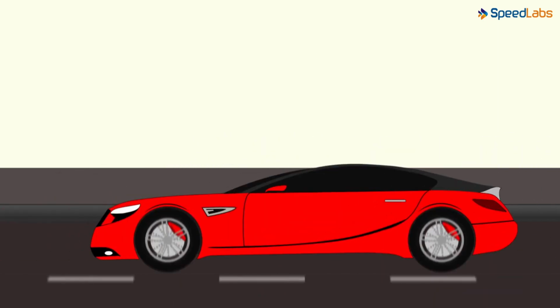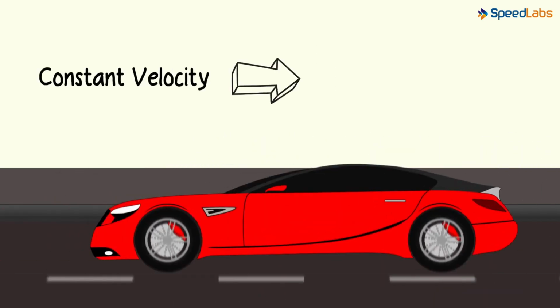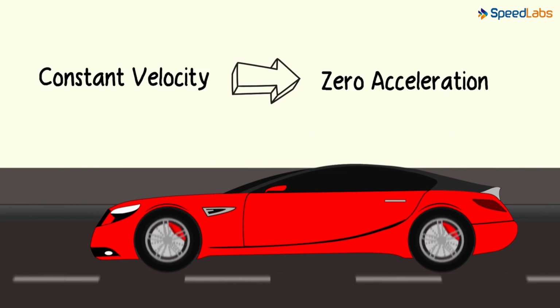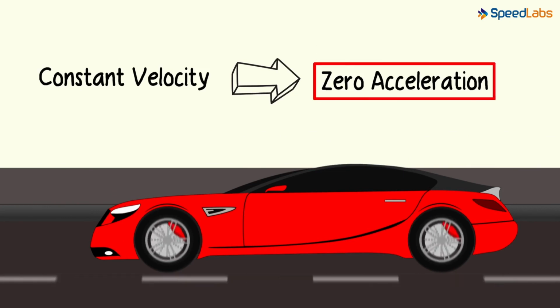Perhaps the car was at a constant velocity, which would mean zero acceleration. A car moving at a very high velocity can still have zero acceleration.